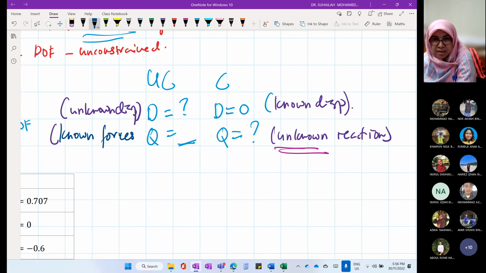Okay, between D and Q. Because after this, kita dah dapat K tadi. And please remember, we use stiffness method, because this is the method that we can use to analyze displacement, reaction, and member forces. In one method, we get all. Okay? Tapi dia ada dia punya step. We have to determine displacement first, then only we can determine forces.